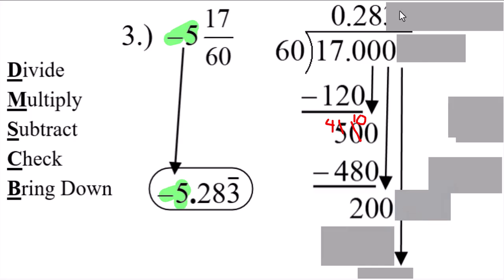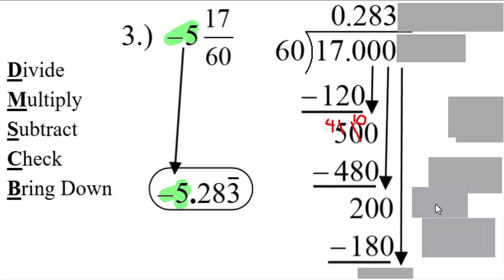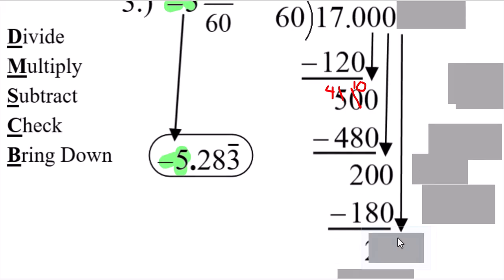Man, this is taking a while. How many 6s can make 20? 3. So therefore, 3 times 60 is 180. How far is that from 200? It's 20 away again. Wait a minute.